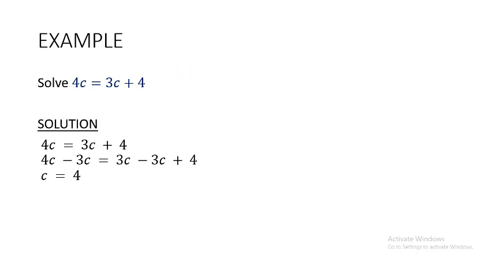So here we have an example. Example says solve 4c is equal to 3c plus 4. If you check, we have two c's there, one on the left hand side and the second one on the right hand side. So these are the same variables. So how are we going to find the value of these two same variables?